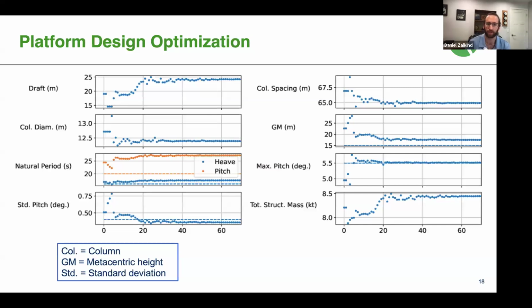We took the output of this design optimization and rounded off the numbers to nice round numbers, in a conservative way. We've got the values here on the next slide.